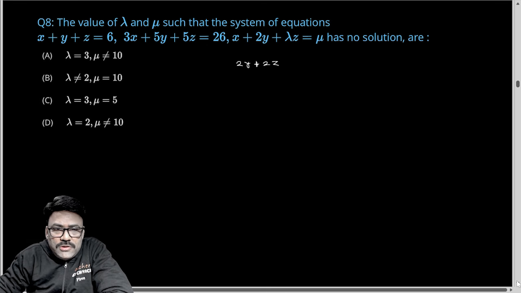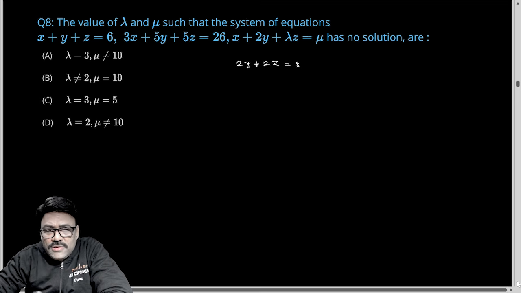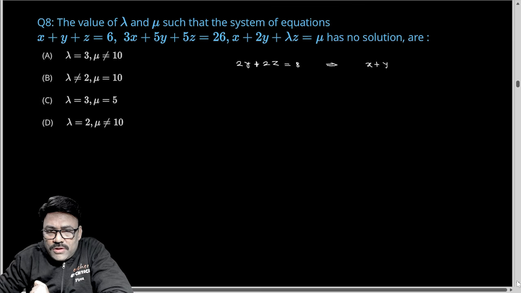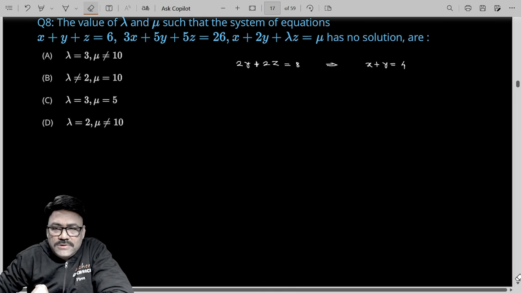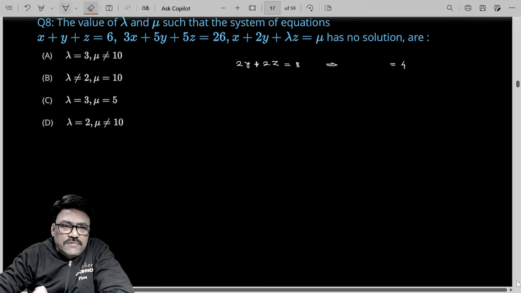And then you are getting 26 minus 18, which is 8. What I have done, I have multiplied the first equation by 3 and subtracted it from the second equation. So 3x disappears. 5y minus 3y is 2y. 5z minus 3z is 2z. 26 minus 18 is 8. Or you can also write it as, sorry, y plus z is equal to 4.